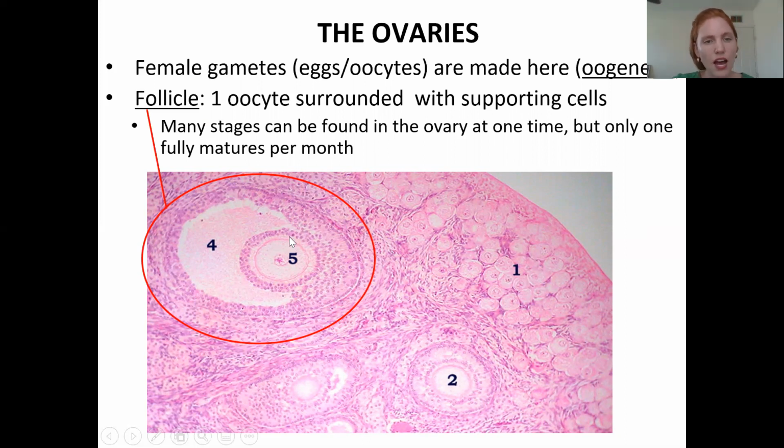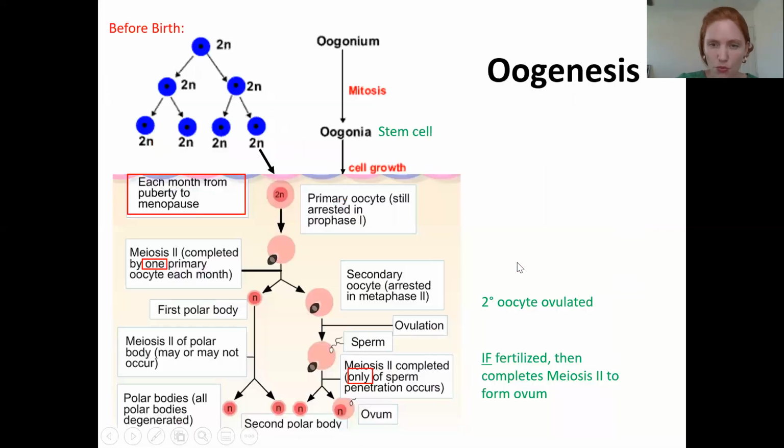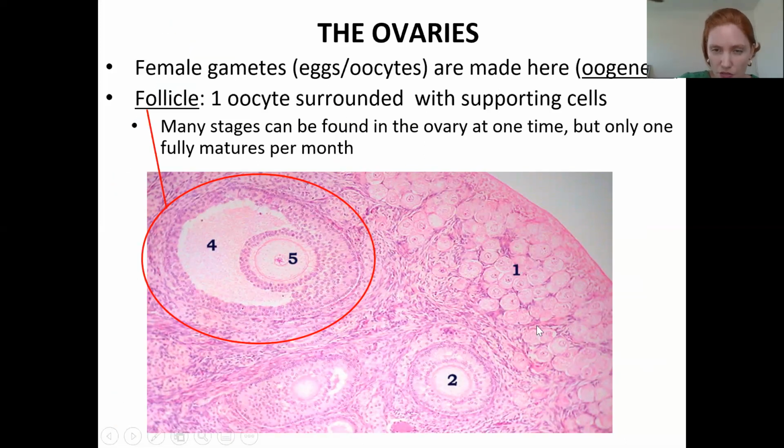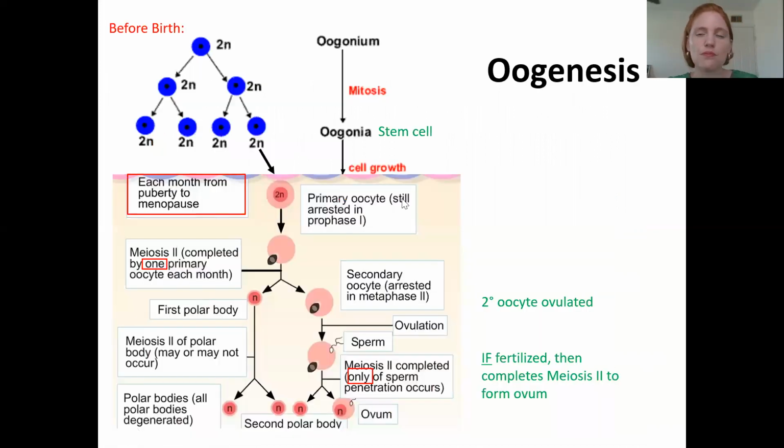Okay, so here we have a bunch of supporting cells, which are called follicular cells, and the follicular cells are the ones that are going to produce estrogen. So we can see the progression of the follicles. There's a primary, and then secondary, and then almost mature ones. Okay, so now let's talk about oogenesis.